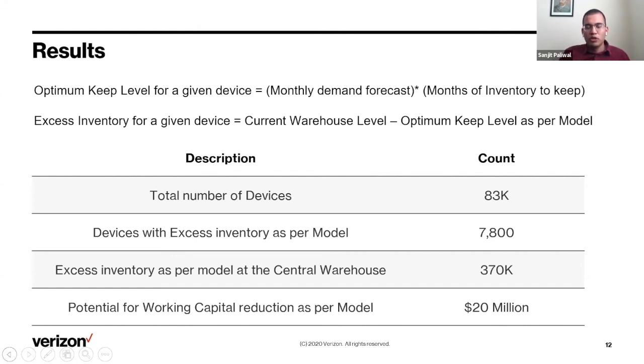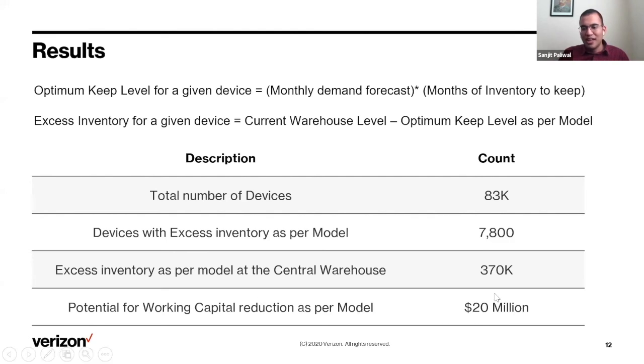We have the total number of devices that we were optimizing the keep level for, which were 83,000 devices. Based on the model that we discussed previously, the number of devices with excess inventory is 7,800 units. Now these are the 7,800 devices with excess inventory as per the model at the central warehouse. Every device would have a number of units, so these 370K units are distributed among those 7,800 devices.